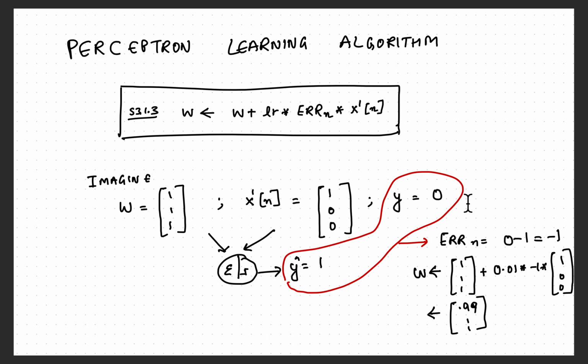Now we calculate the error for the nth example as y minus y hat, which is 0 minus 1, which is minus 1. We update W as W, which is 1, 1, 1, plus learning rate, let's say 0.01, into error for the nth example, which is minus 1, times x prime n, which is the nth example itself, 1, 0, 0. And if you update this, you'll get W as 0.99, 1, 1. You see W has now moved in the correct direction as you would have expected, although by a really small amount. Over multiple iterations and multiple examples, you should eventually get there. So that's the idea behind the Perceptron learning algorithm.